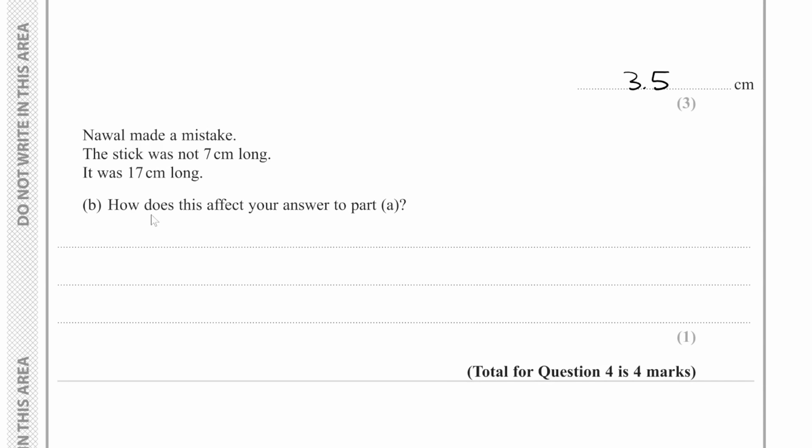So now we made a mistake. The stick was not 7 centimeters long. It was 17 centimeters long. How does this affect your answer to part A? So if one of the sticks is 17, they're still going to have to add up to 21 centimeters. So it would be lower. The other sticks would have to be shorter.